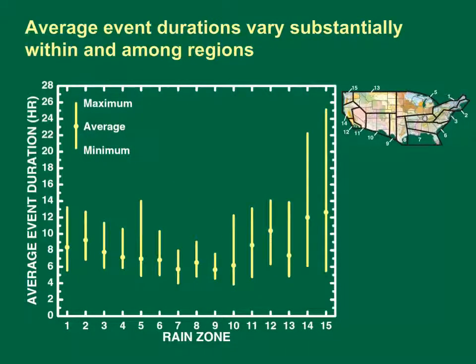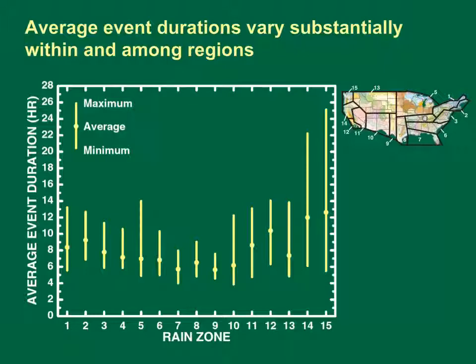This graph shows there also may be substantial variability in the average event duration statistics within and among rain zones. The vertical axis is the average storm event duration in hours. The horizontal axis identifies the rain zones. The vertical yellow bars show the range and average storm event durations within the rain zone. The yellow circle shows the average of stations in the rain zone.